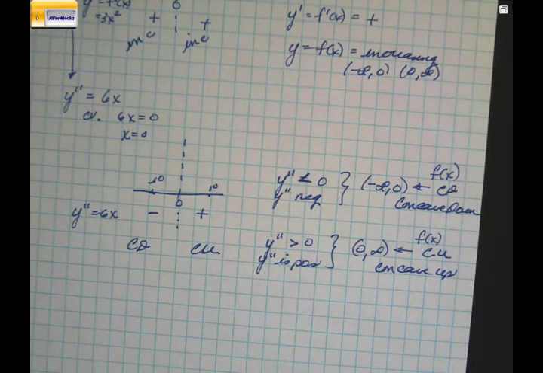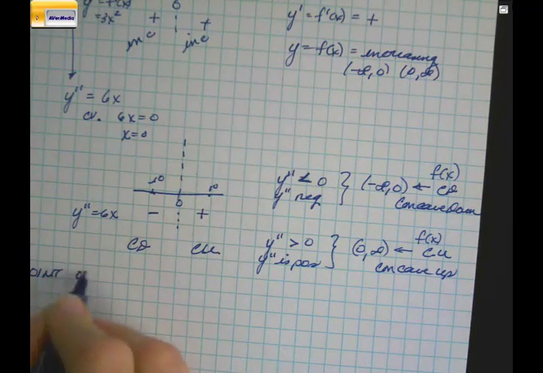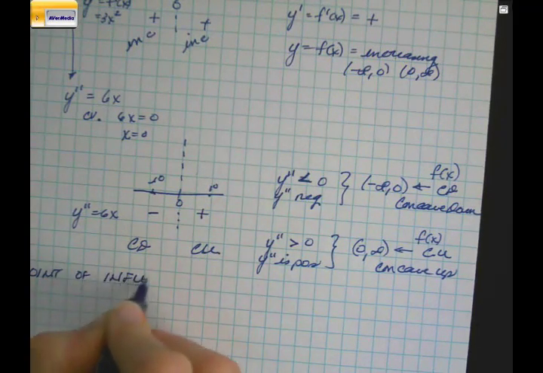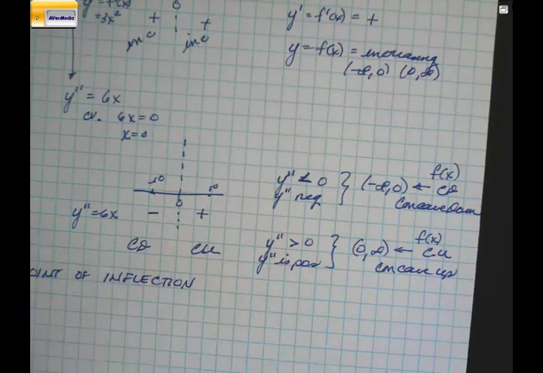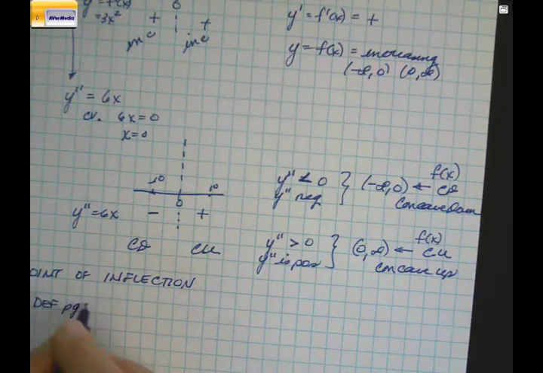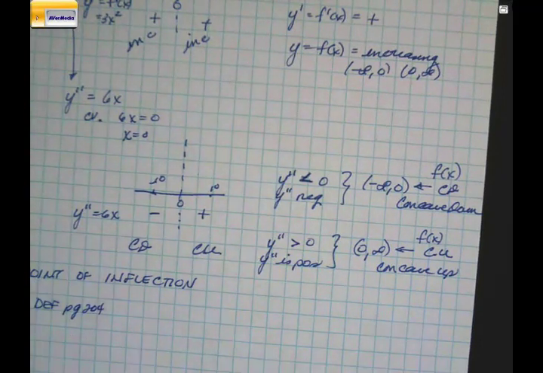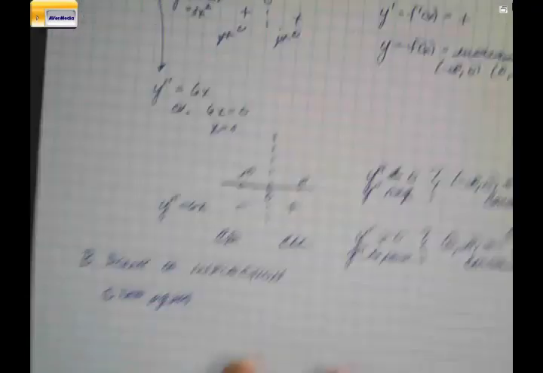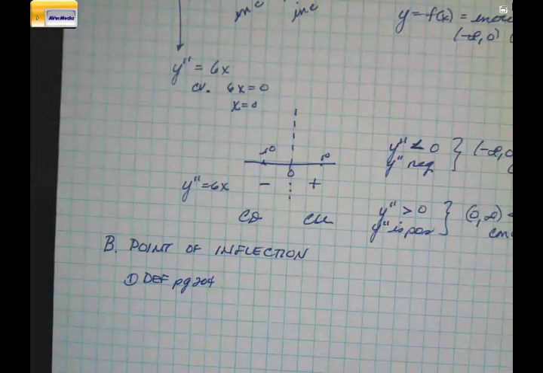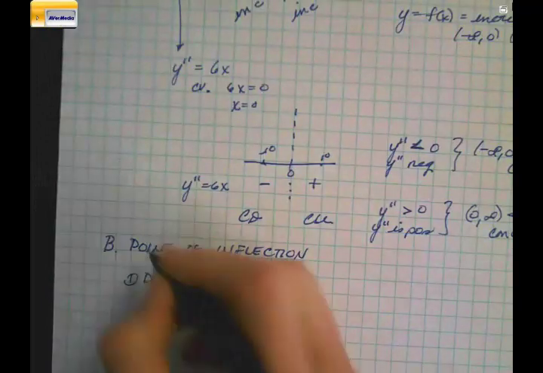Now let's go to what we call the point of inflection. Capital B. Point of inflection. Now there's a definition of the point of inflection in the textbook on page 204. If I'm not on the screen, y'all got to tell me. Point of inflection, page 204.